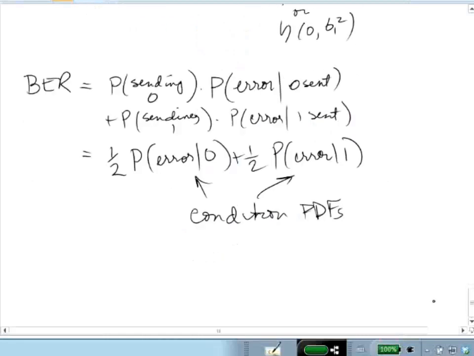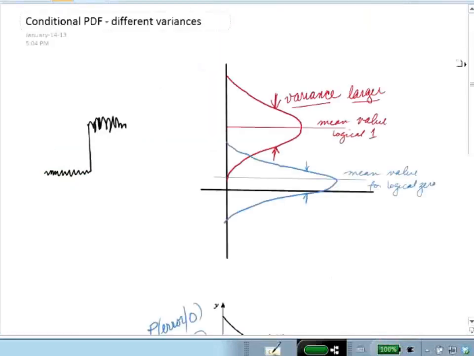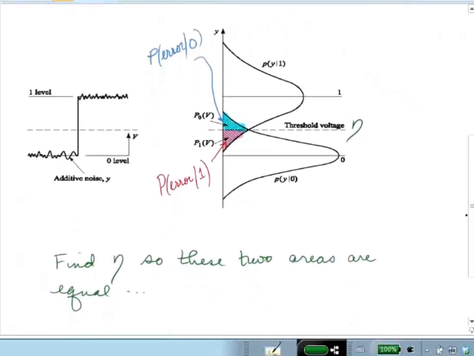Okay, well, what happens when we don't have symmetry, when we don't have identical distributions? The noise variance is different: sigma 0 squared is not equal to sigma 1 squared. Let's look at this case. Here we have the noise on the 0 level being smaller than the noise on the 1 level. You see the same shift of means, but in addition, the variance is larger on the logical 1 because the shot noise is stronger, because the signal is stronger. What this means is that finding the optimal threshold is not as trivial as in the previous case. But the strategy remains the same.